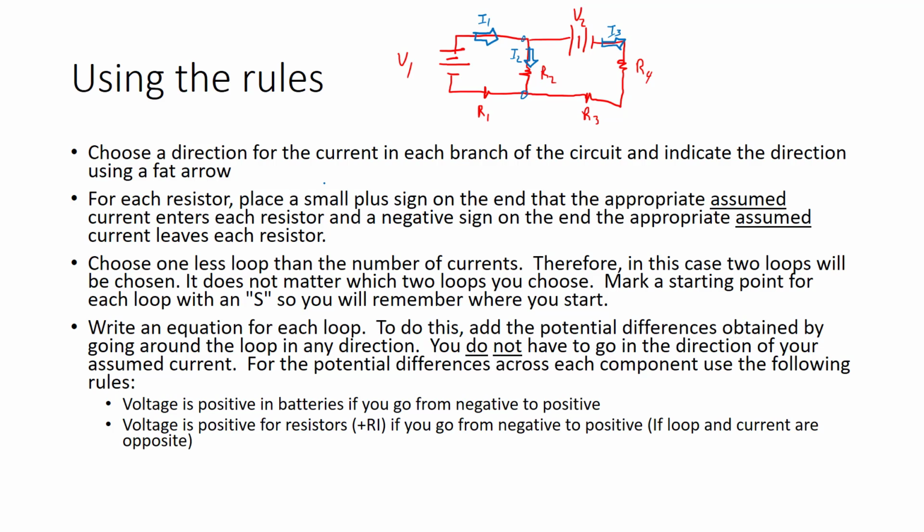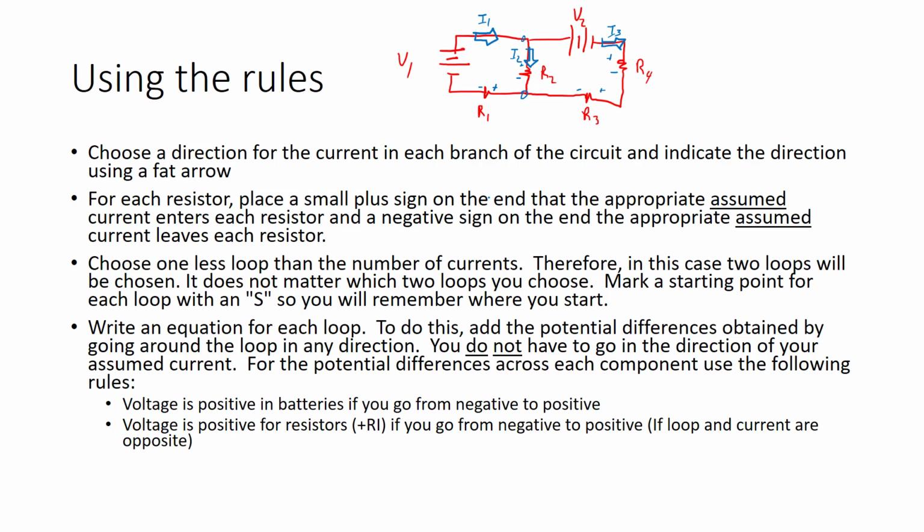Now it says for each resistor, place a small plus sign on the end that the appropriate assumed current enters the resistor. So I assumed these currents go this direction. If they don't go this direction, that's fine. They'll end up negative, and we know they actually go the other way. So in this loop on the left, from this junction to this junction, I have I1 going this way. That means I1 enters here and exits here. And in this branch, I have I2 coming in here, so it enters here and exits here. So I put the plus on the side that it enters. And over here in this one, I have it entering here, exiting here, and I3 continues around, enters here, exits here. So I've done that.